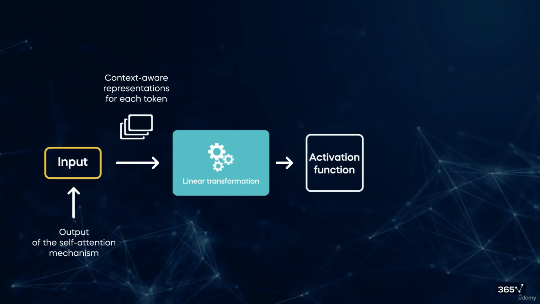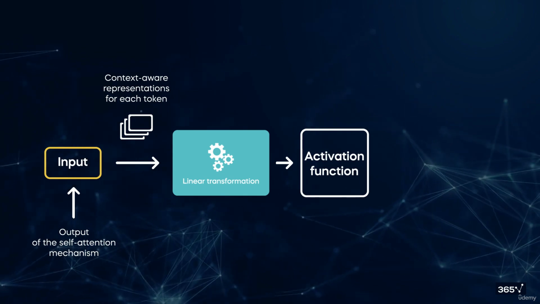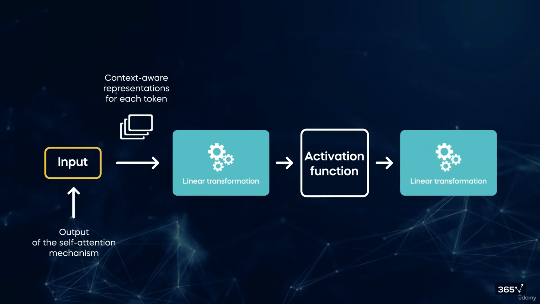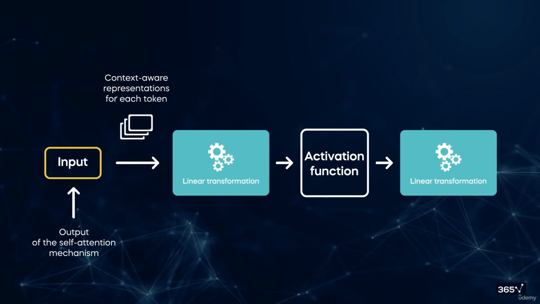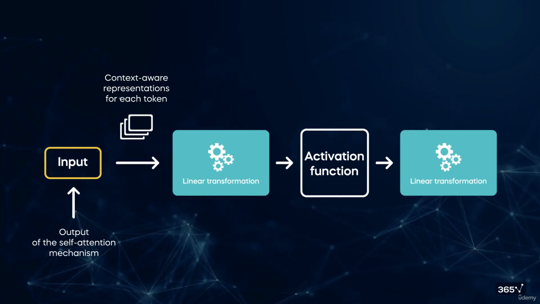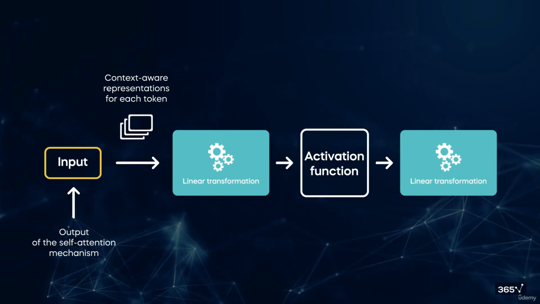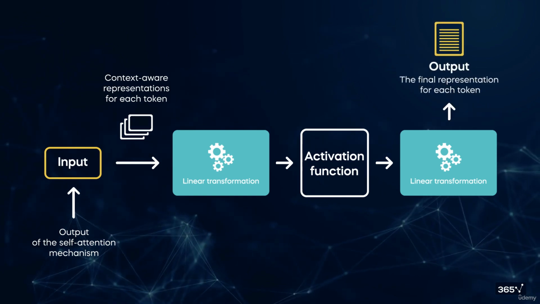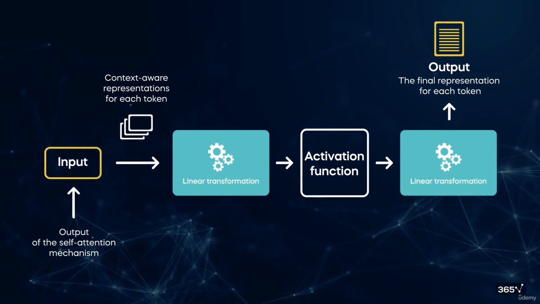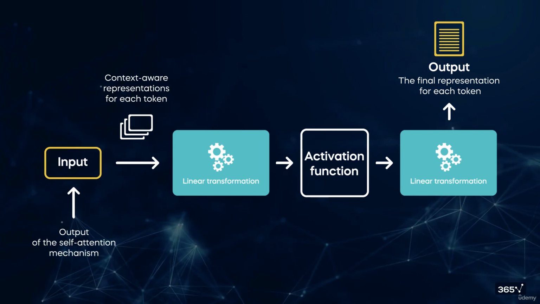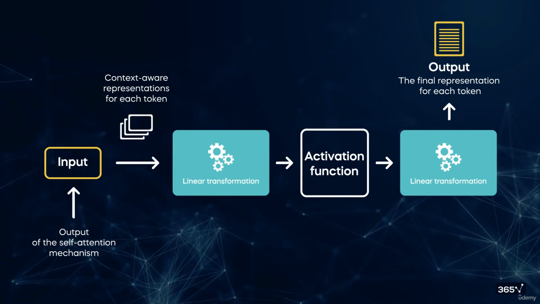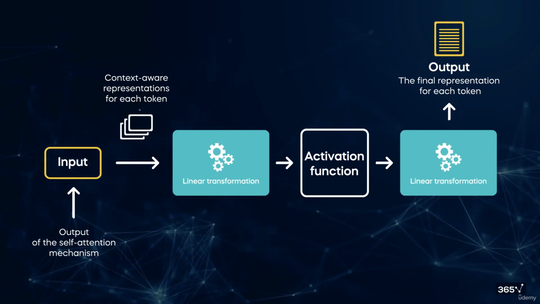This transformation is usually followed by an activation function, which introduces nonlinearity into the model. Another linear transformation is then applied. This transformation reshapes and projects the data further, often reducing the dimensionality. This step can be seen as compression or simplification of the information. The output of this second linear transformation is the final representation for each token. This representation is more abstract and compact than the input into the feed-forward layer, but it's designed to capture complex patterns and relationships learned during the self-attention step.